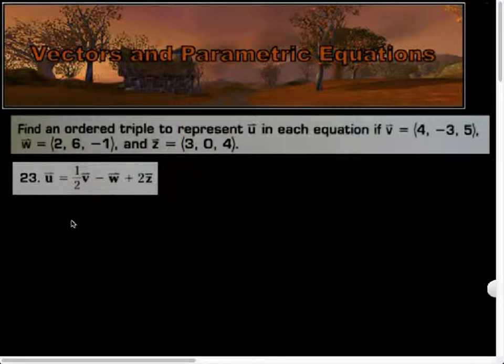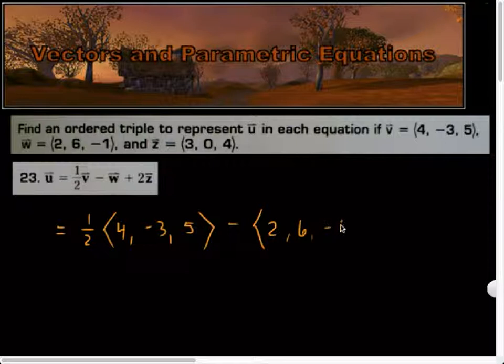So vector u is equal to half of vector v, so I'm going to multiply it by a scalar. So <4, -3, 5>, right? Minus vector w, so that's going to be the opposite of all of those values if I want to think about it that way, or just subtract them. It's up to you, whichever way you want to think about it. And then plus 2z, and z is <3, 0, 4> there.